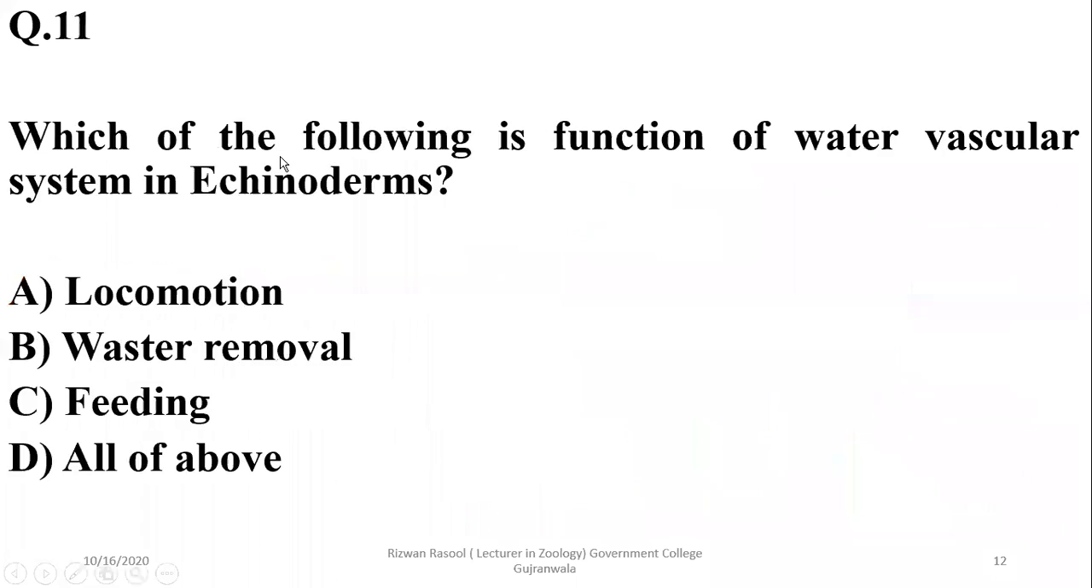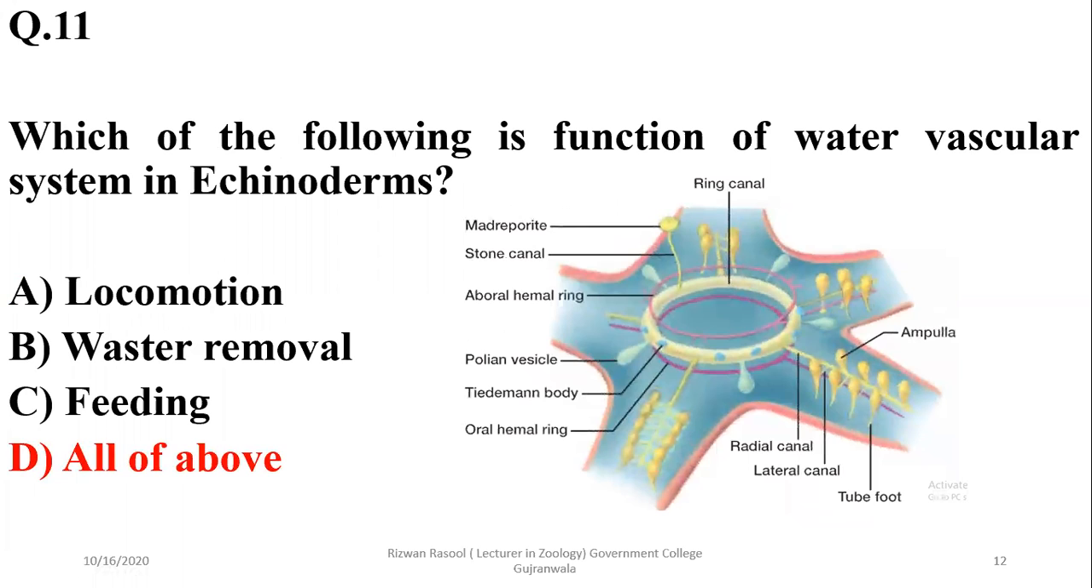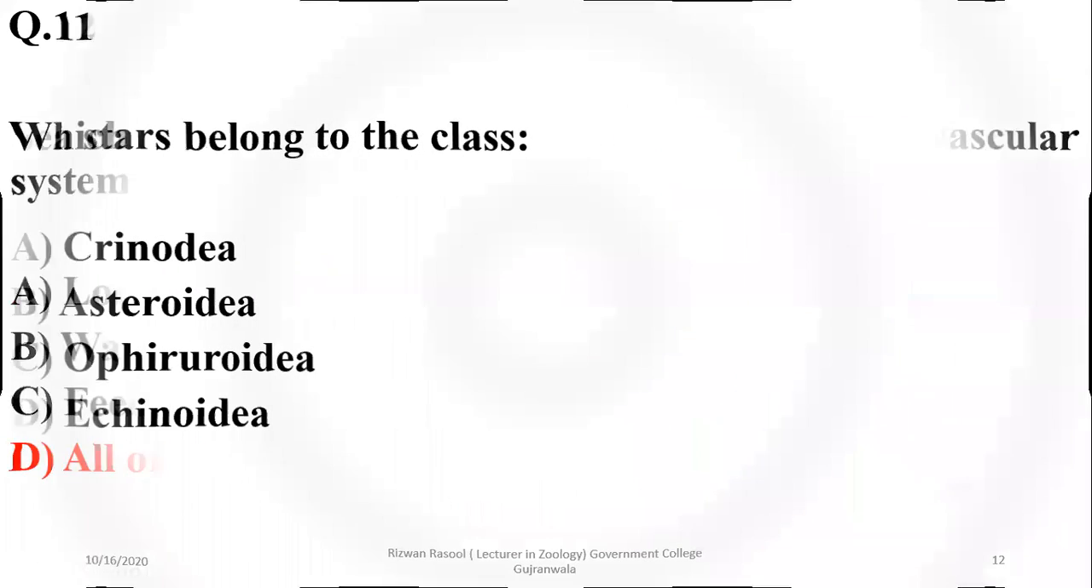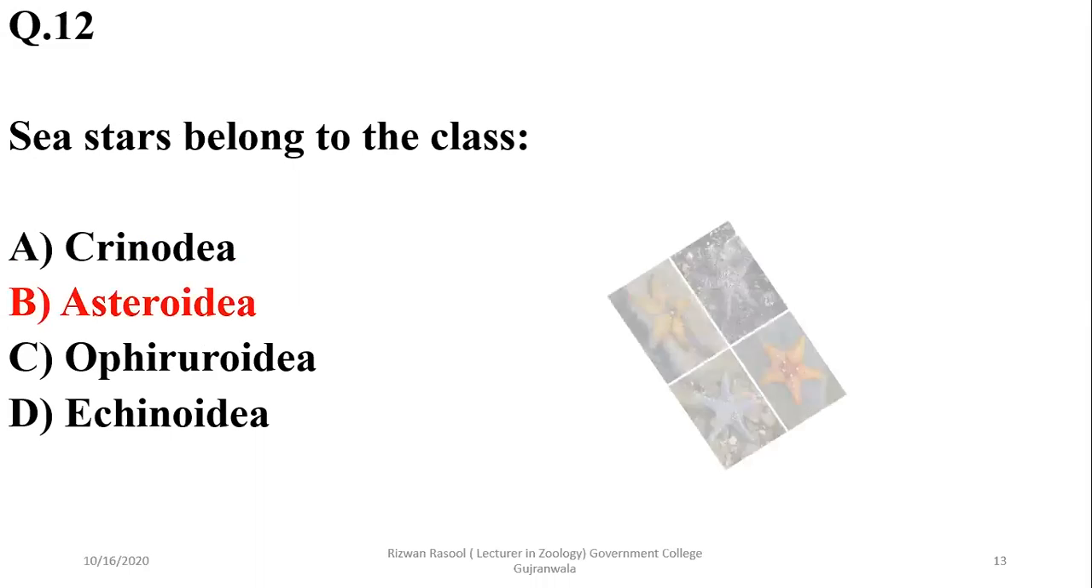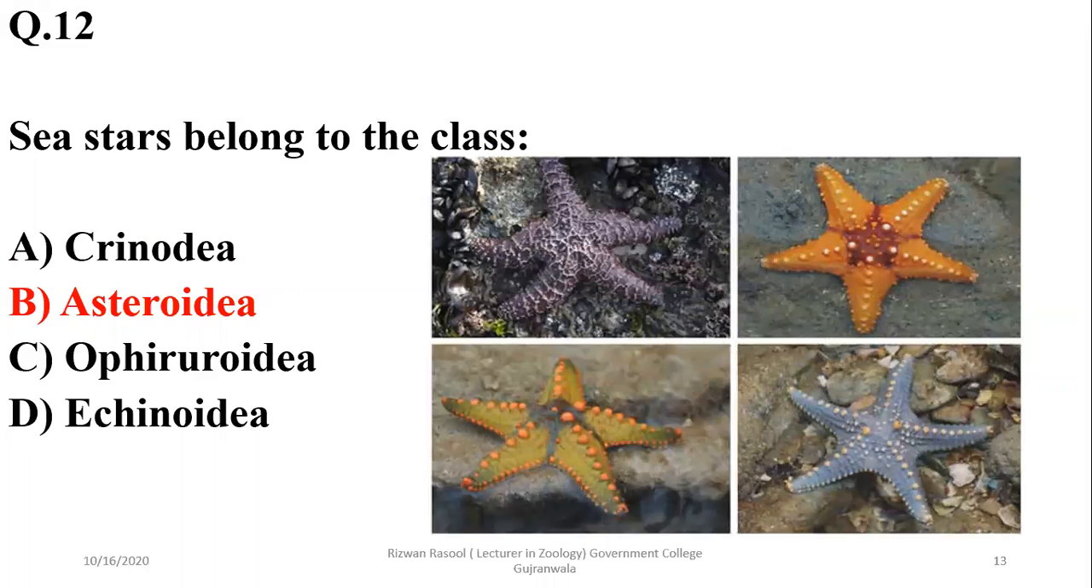Question number 11. Which of the following is a function of water vascular system in echinoderms? Water vascular system has a variety of functions such as locomotion, helping in locomotion by using tube feet, waste removal, or feeding as well. So the right option will be delta. Sea stars or starfish belong to the class Asteroidea, and there are various species of this starfish or sea star.